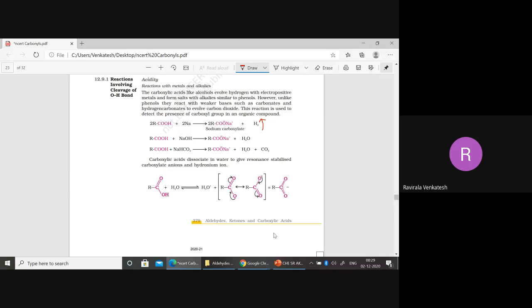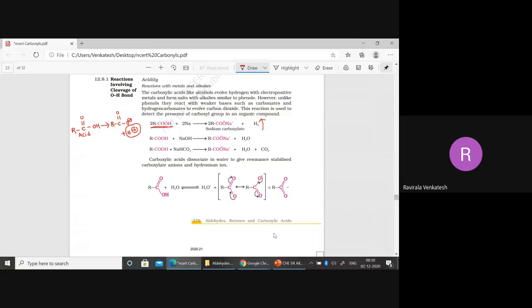Now, how do we show these acidic properties? For example, if you observe this carboxylic acid, RC double bond OH, it is releasing H plus, giving RC double bond O minus plus H plus. Now, definitely it is an acid, because it has released H plus. Now, how do you know it has released H plus?